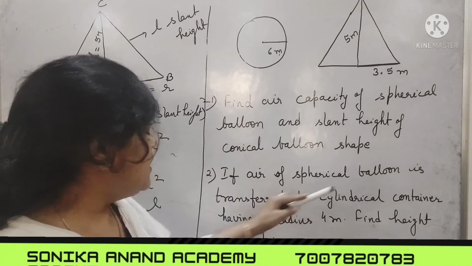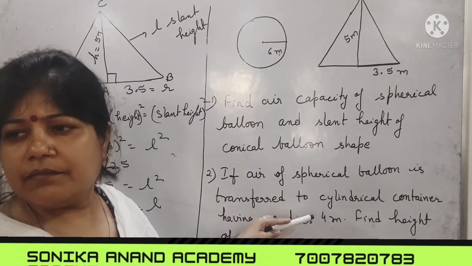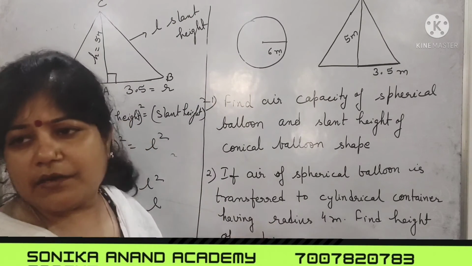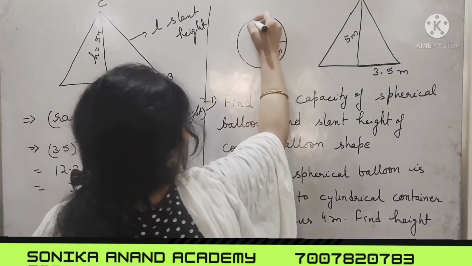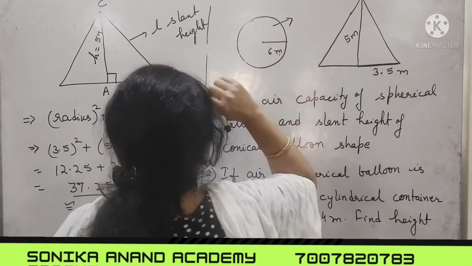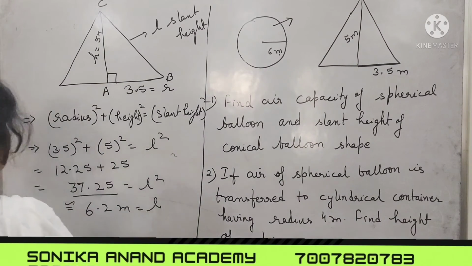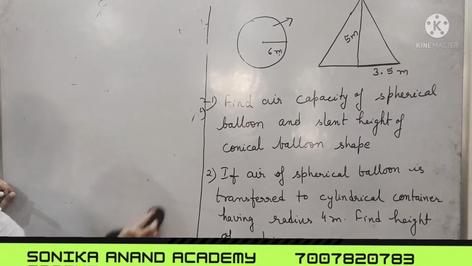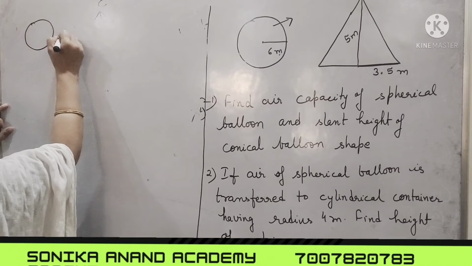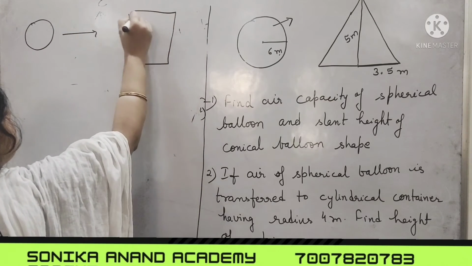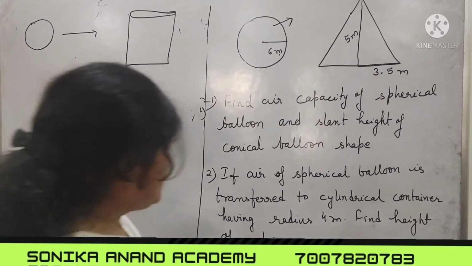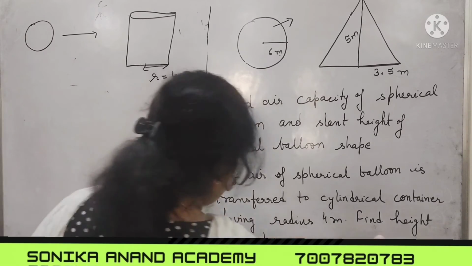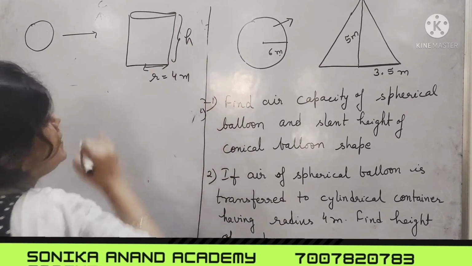If the air of the spherical balloon is transferred to a cylindrical one, all the air which is filled in the spherical balloon is transferred into the cylinder. Now what we have to find is the air we calculated previously. I am going to calculate that again. It is given in the question that the air in the spherical balloon is transferred to a cylindrical shape, having radius 4 meter. Find the height of the container. We have to find the height of the container.